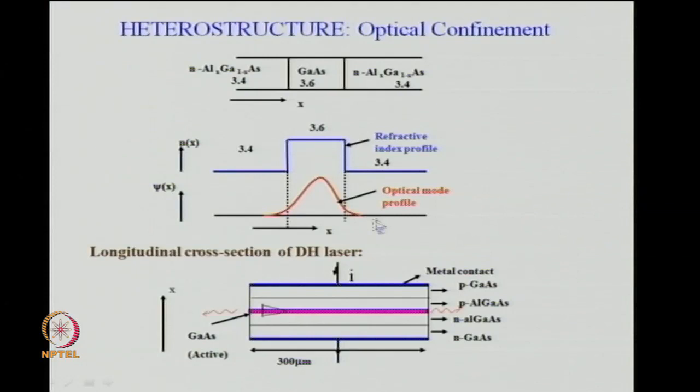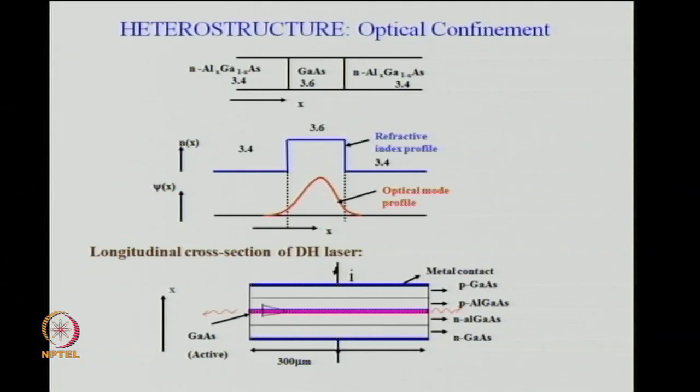And this is the longitudinal cross section of the laser. If you see the longitudinal cross section, this is the length direction, 300 micron is shown here. In the active region, the mode propagates back and forth, and at each of these cleaved ends, it undergoes partial reflection, giving you the output. The remaining light acts as optical feedback.